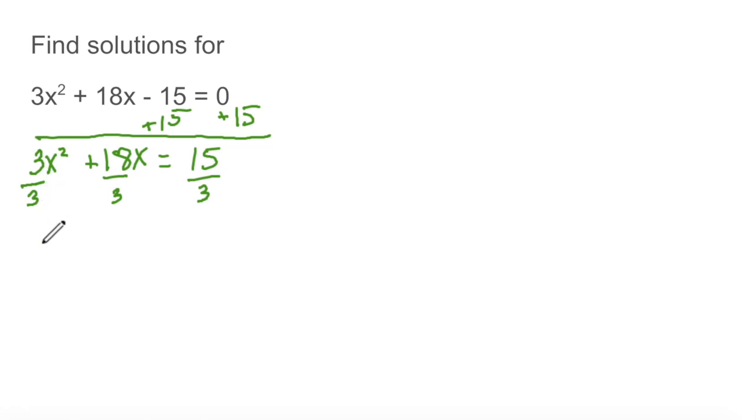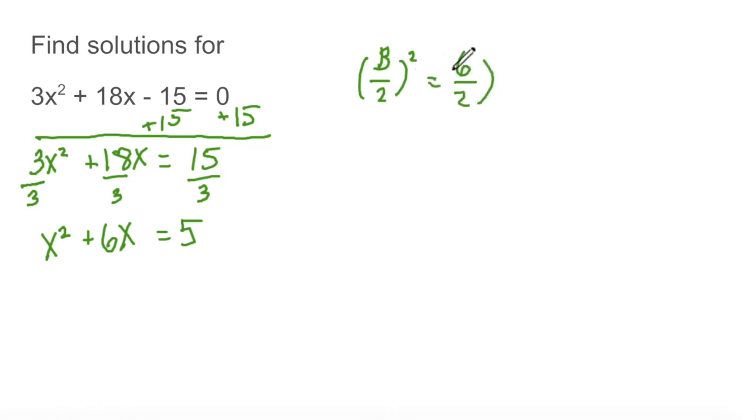3 divided by 3 is just going to give us x squared. In other words, we converted the x squared coefficient to a 1 by dividing out the 3. 18 divided by 3 is going to give us 6x, so that's a plus 6x. And that equals 15 over 3, which is 5. Okay, and then our next step is to figure out what b over 2 quantity squared is. So b over 2 quantity squared is equal to 6 over 2 quantity squared. 6 over 2 is 3, and when we square that, we get 9.